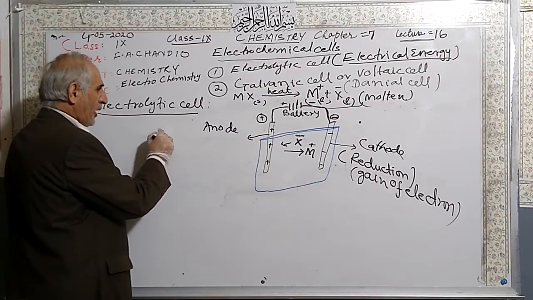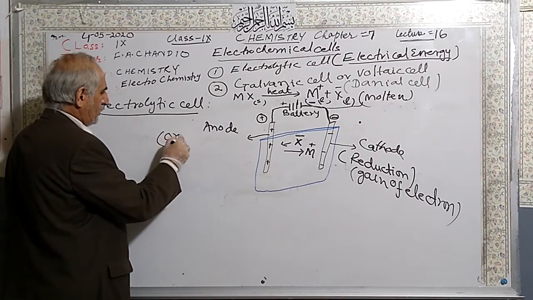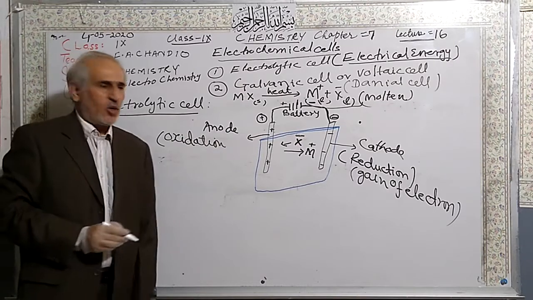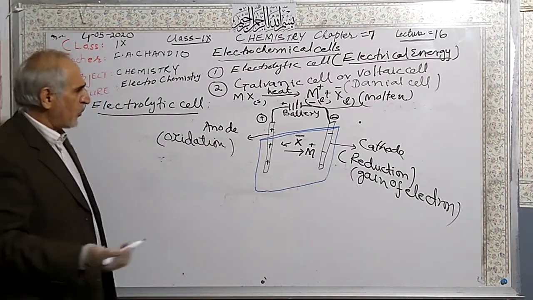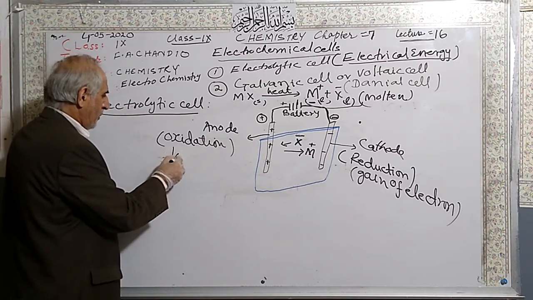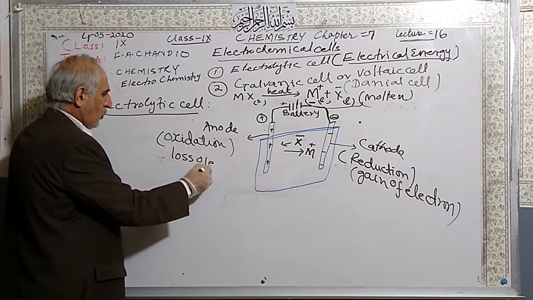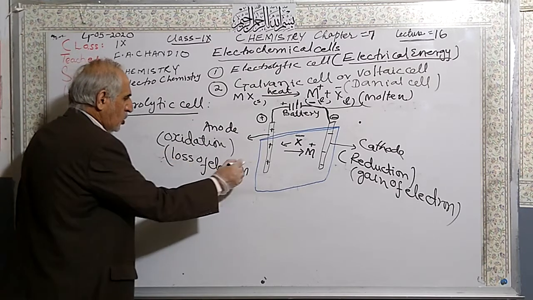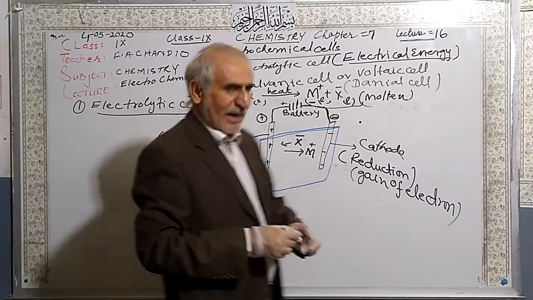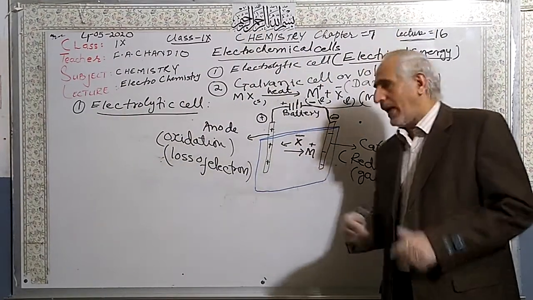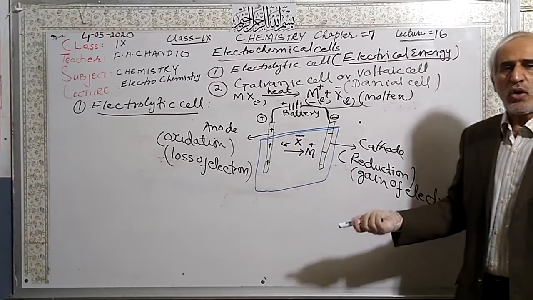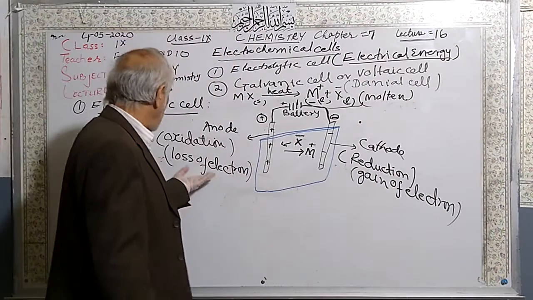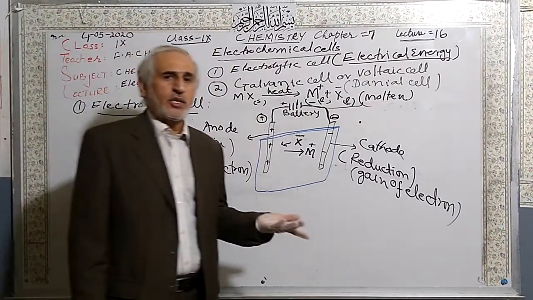Dear students, at the anode, always oxidation. The oxidation process takes place at the anode, and we did this in detail in the previous lectures. Oxidation is a loss of electrons. Loss of electrons is called oxidation, and gain of electrons is called reduction. And how do I know the gain of electrons? By a decrease in the oxidation number. And how do I know the loss of electrons? By an increase in the oxidation number.